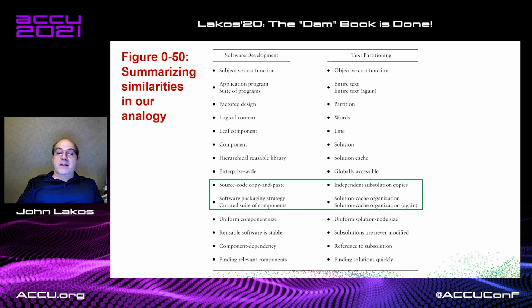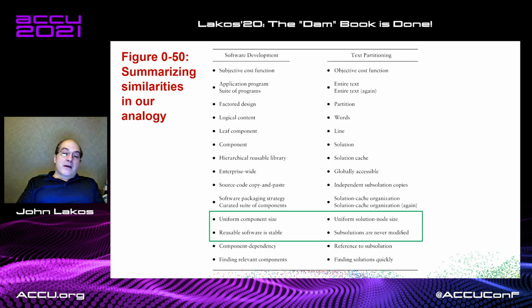Source code copy and paste, independent sub-solution copies, meaning you've got to copy the result and have a new vector representing the same sequence of values instead of having it point to something else. Whereas when you have a software packaging strategy, you have a solution cache organization. When you have a curated suite of components, you have a solution cache organized in an efficient, predictable way. Uniform component size, again, uniform component size. They're real solution node size.